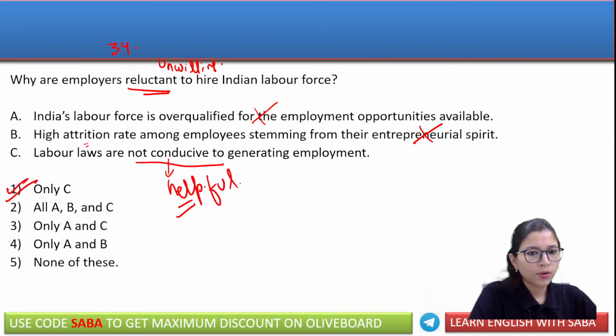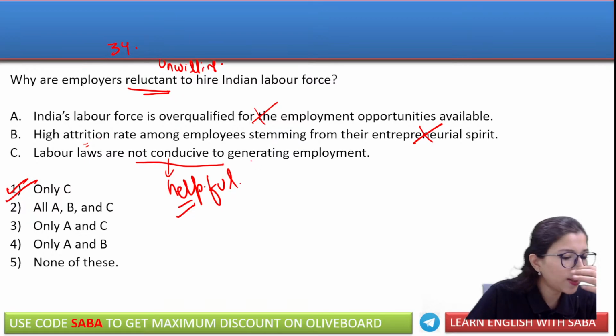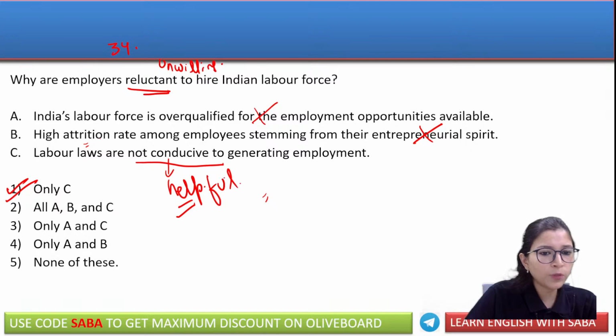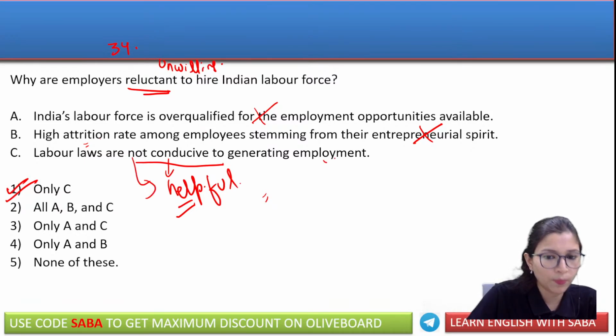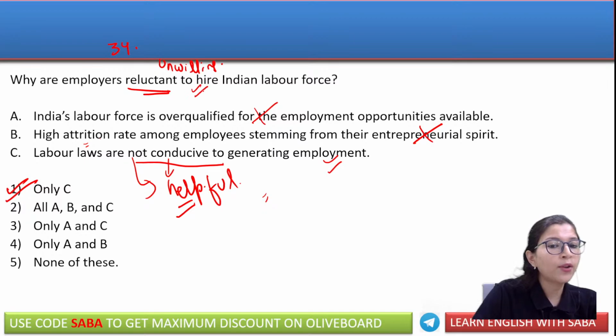Okay. हाँ तो because of this only they are reluctant. Because of this only they are reluctant to hire Indian labor force because labor laws are not conducive. Not conducive means not helpful to generating employment. So since our labor laws are not conducive, that is why employers are reluctant to hire Indian labor force. This is the correct answer. Okay. Next.